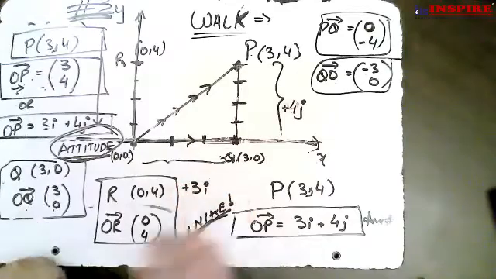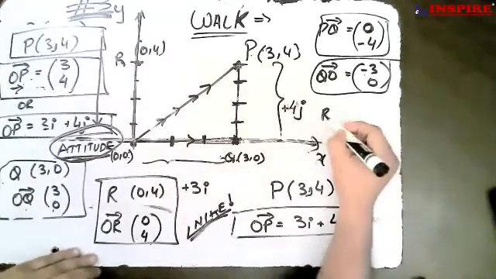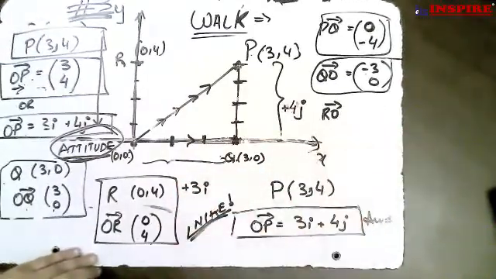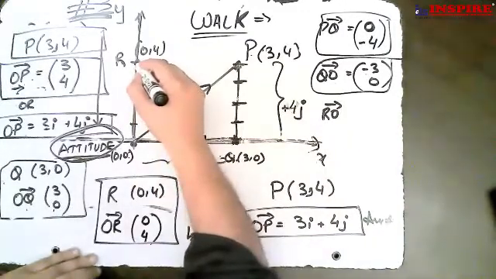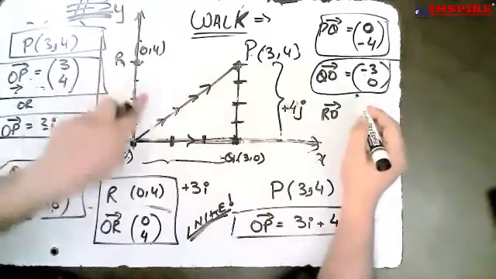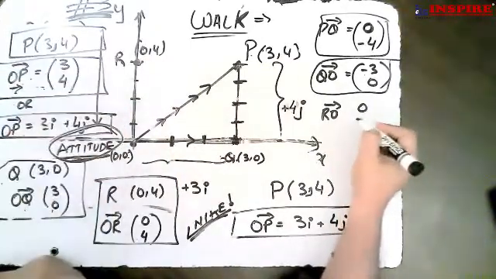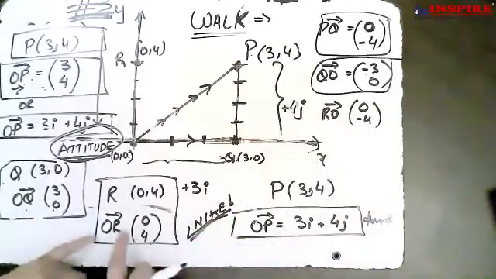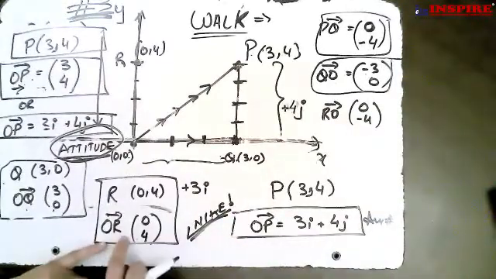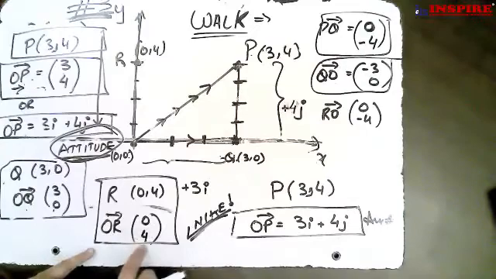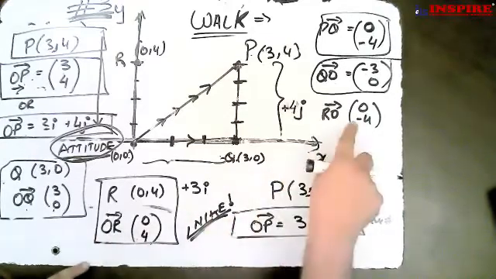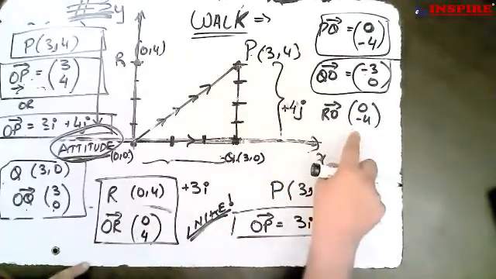Got it? Mubeen, I want to go from R to O. What do I do? R to O, no movement in the X. You just stay there. No movement in the X. Down, minus 4. What was OR? 0 and 4. What is RO? Minus 0 doesn't exist, it is only minus 4.